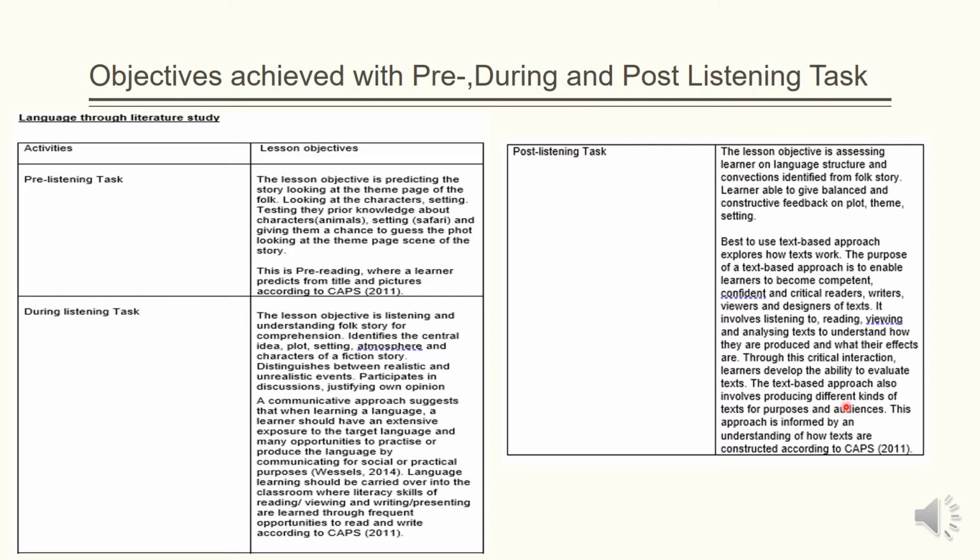The text-based approach also involves producing different kinds of text for the purpose of audiences, and this approach is informed by understanding how texts are constructed according to CAPS. So all of this, I will put a tag again for the grade 5 lesson in play. And in play, I mean, as the teacher does it, applying all the teaching strategies and really looking at the task.